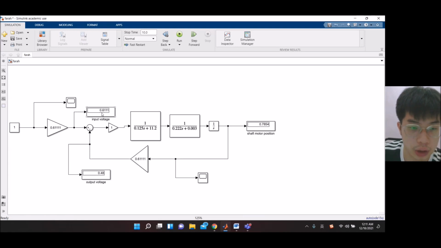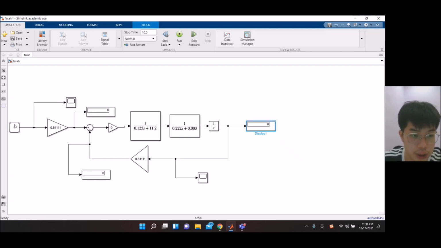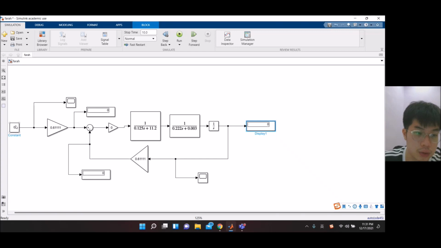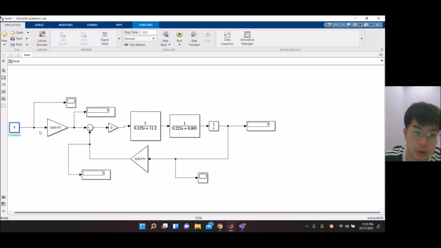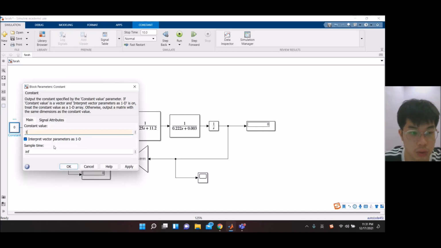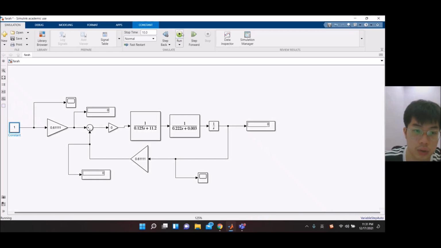And we get input voltage 0.6, output voltage 0.4, and shaft motor 0.78. So for question 4 is added the constant from 0 until 10. So for 0 we run, the value is 0 at the display. We change one value, run and get 0.6, and here is 0.